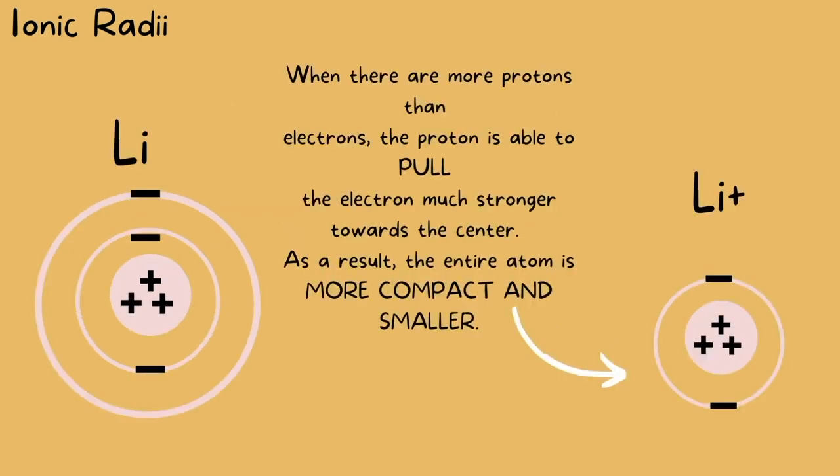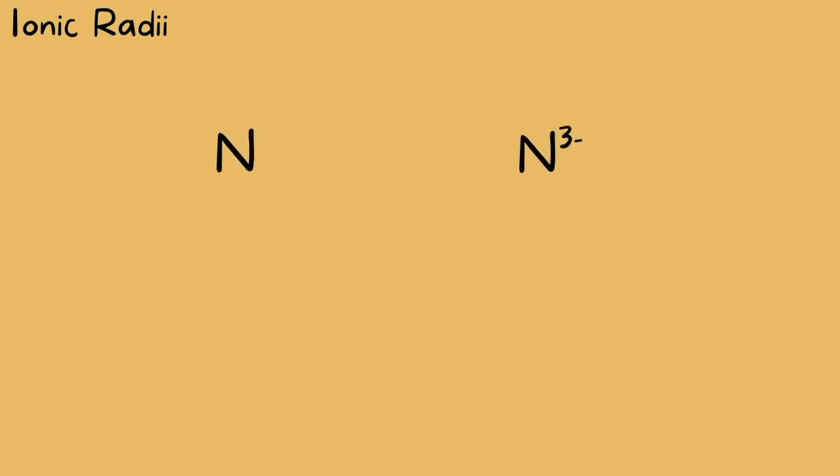That is because cations will always have more protons than electrons. This creates a much stronger energy pull coming from the protons, and they're able to pull the electrons closer to the nucleus. In contrast, we have an anion.